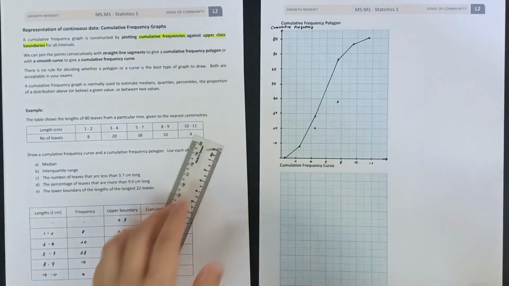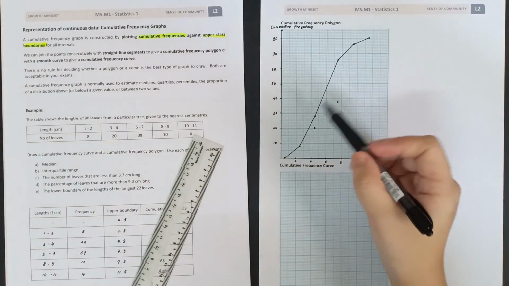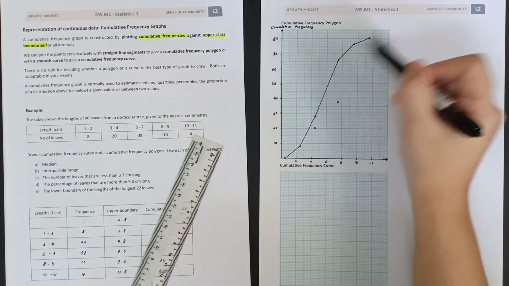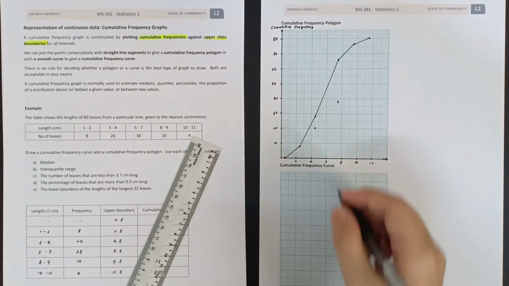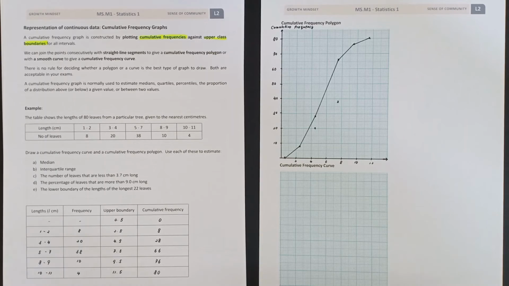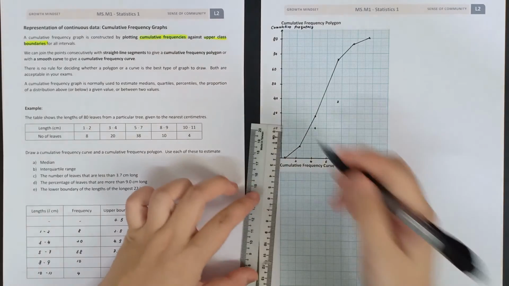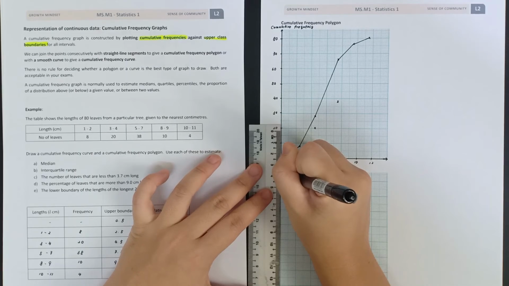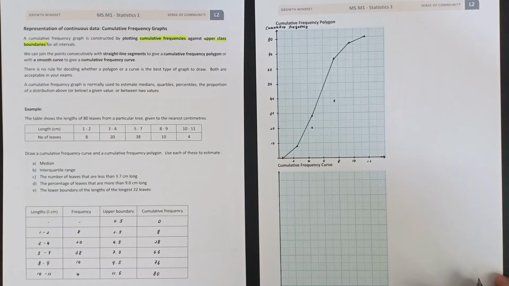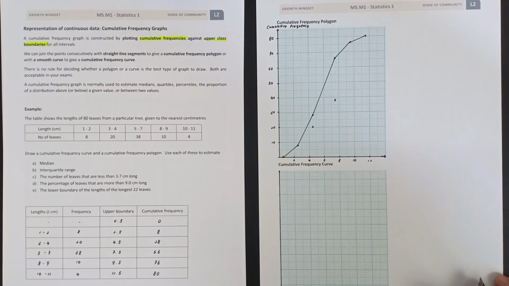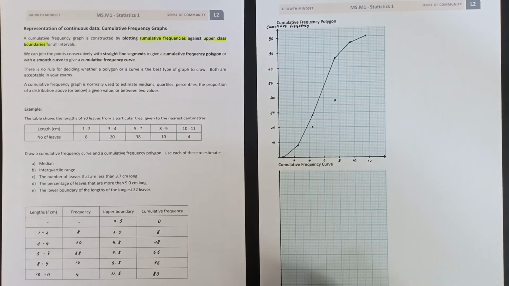Is that okay? So this is frequency polygon, meaning you use straight lines to connect all the points. So for the straight line one, we call it cumulative frequency polygon. So the next one will be cumulative frequency curve. You are going to draw exactly the same thing, but now it's going to be a curve. Okay. So yeah.